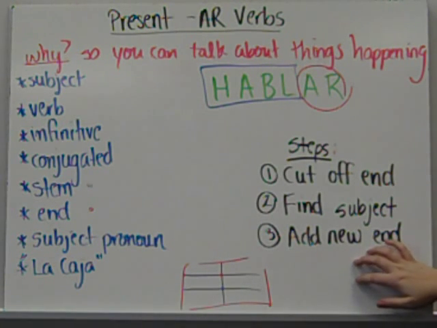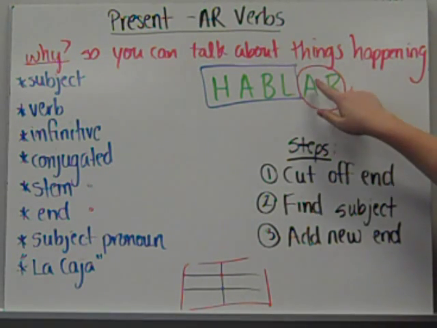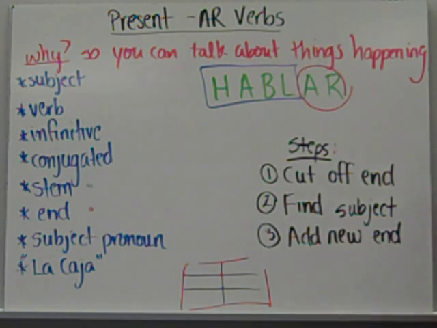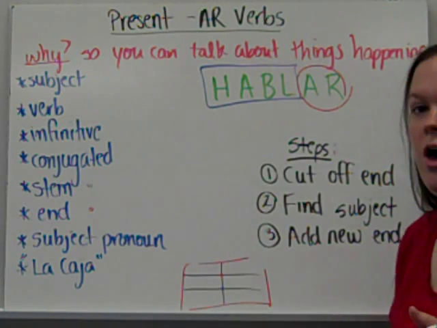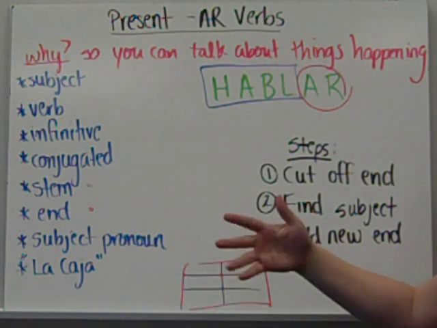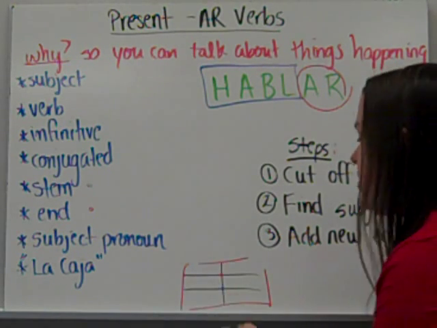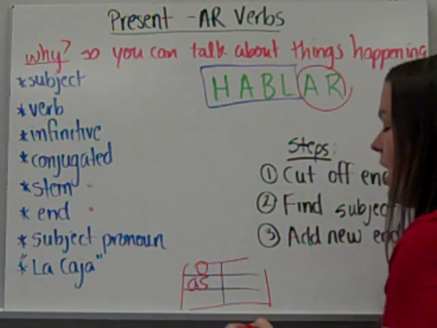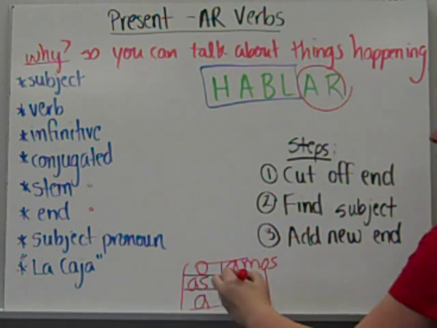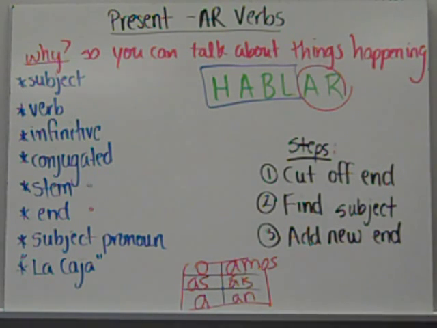We've got 3 steps when we are conjugating verbs. Very first thing you need to do is cut off the end. So this AR, ER, or IR drops right off. Next, you need to find the subject in the sentence. So in this case, hablar, to talk, who is talking, or what thing is talking. And once you have your subject pronoun, you're going to add the new end onto the stem. So AR endings are o, as, a, amos, áis, and an.